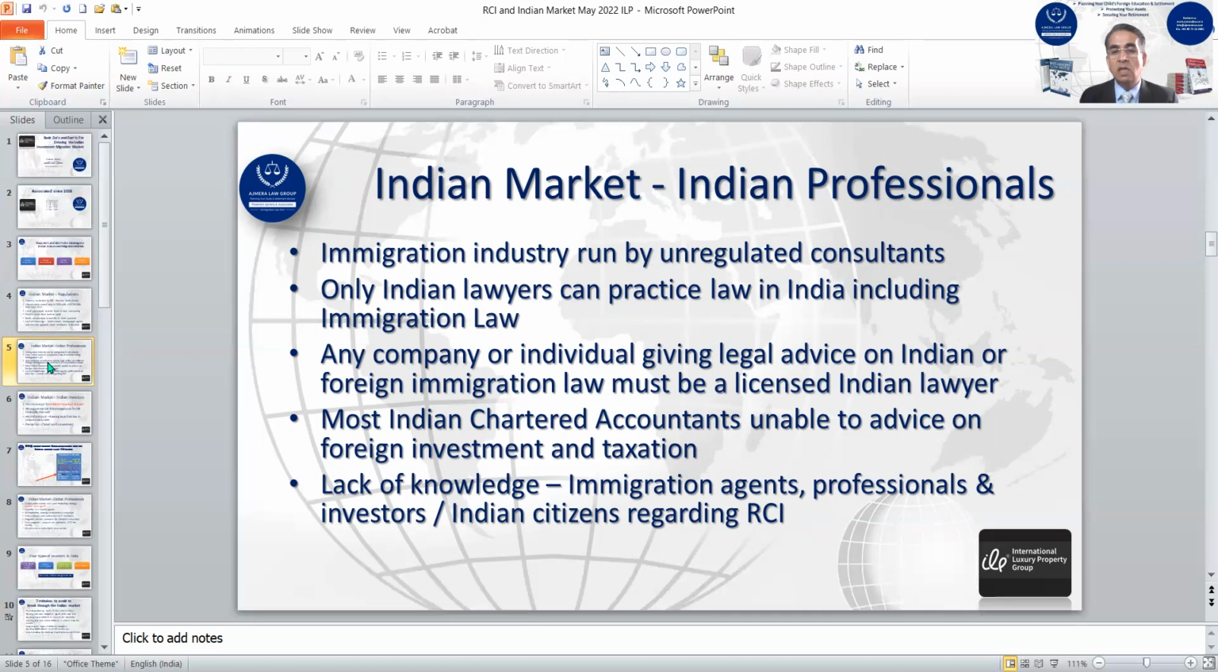Most chartered accountants are unable to advise on foreign investment and taxation. The Indian Chartered Accountants, why? Because I spoke to the Institute of Chartered Accountants of India and their Committee on Foreign Taxation. There, most of the knowledge sharing and publications available are on joint venture agreements and for companies, but not for individuals.